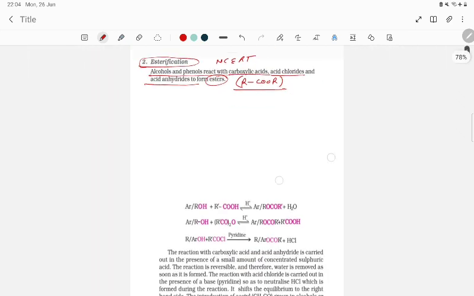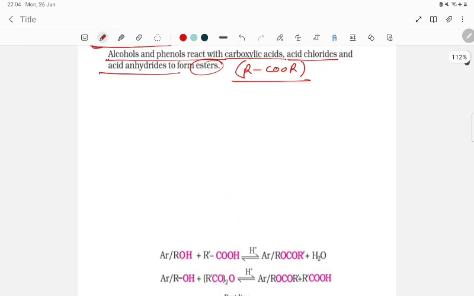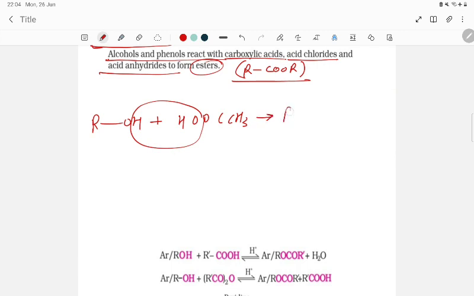RCOOR. Now you can see the alcohol ROH, and you are treating it with the carboxylic acid. What is it going to form? Here H2O is going to be removed. So here is RO, C double bond O, and here is CH3. This compound is called an ester.